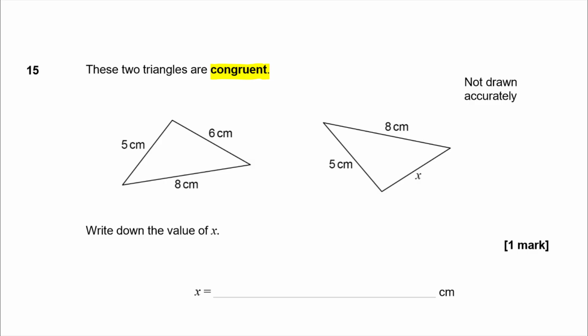Well, if these are two congruent triangles, then we can just pair them up, can't we? So the 5 here matches with the 5 here. The 8 here matches with the 8 here. So if they're congruent, then this 6 here should match with that x there then, shouldn't it? And that means that x has to be 6 centimeters.